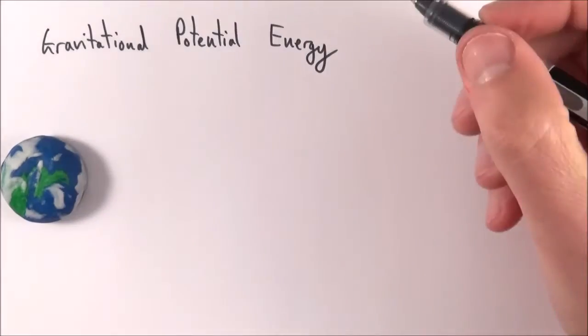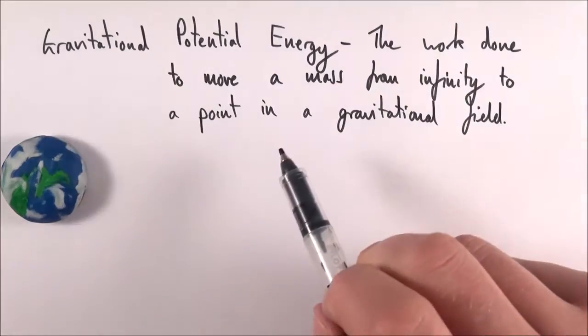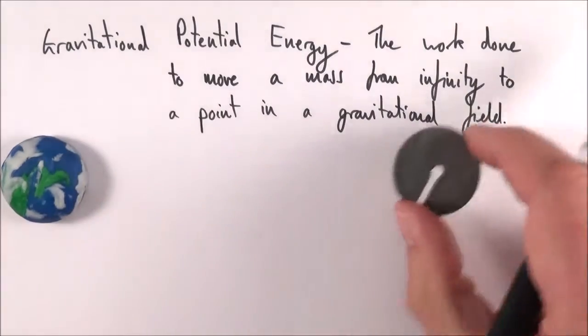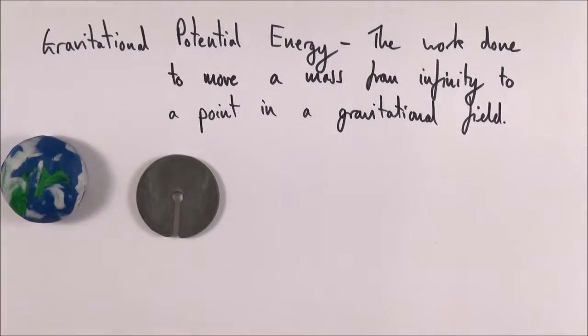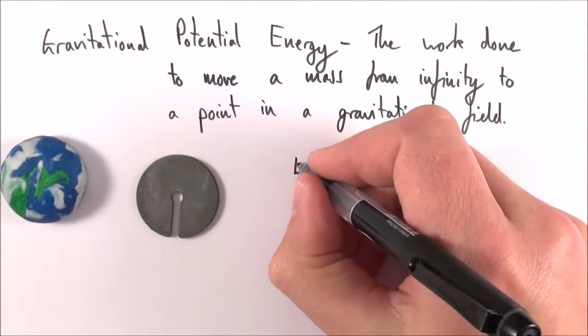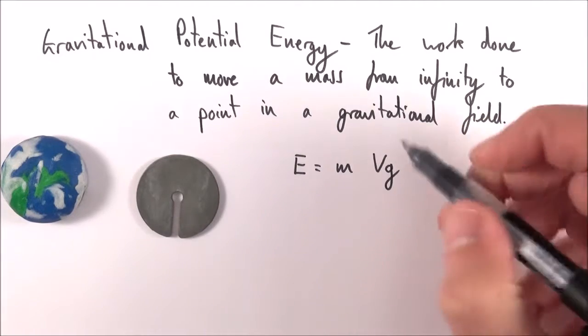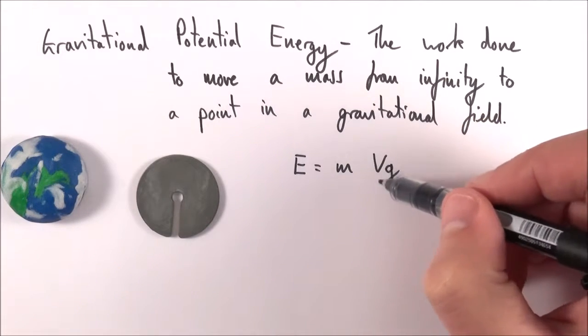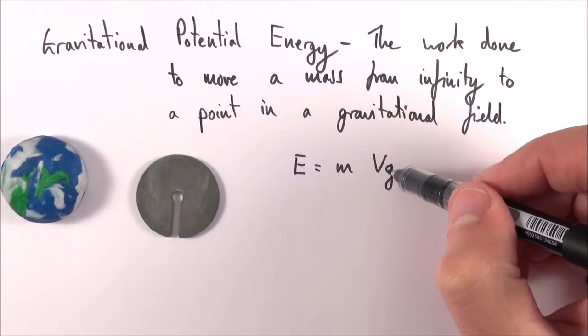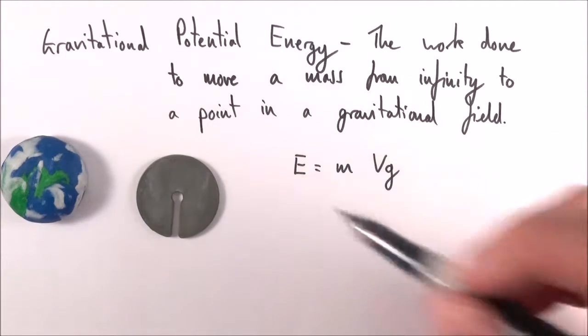Effectively, this is defined as the work done to move a mass from infinity to a point in a gravitational field. And we can basically calculate this by saying E is equal to mVg. So last time, because effectively the gravitational potential was per unit mass, now we've just multiplied it by the mass to actually find the energy.